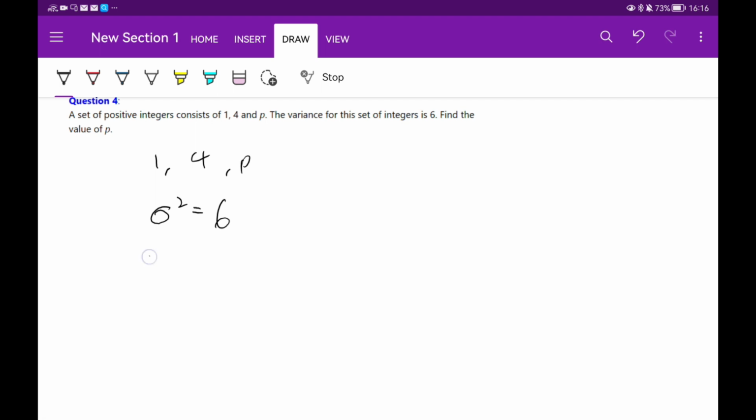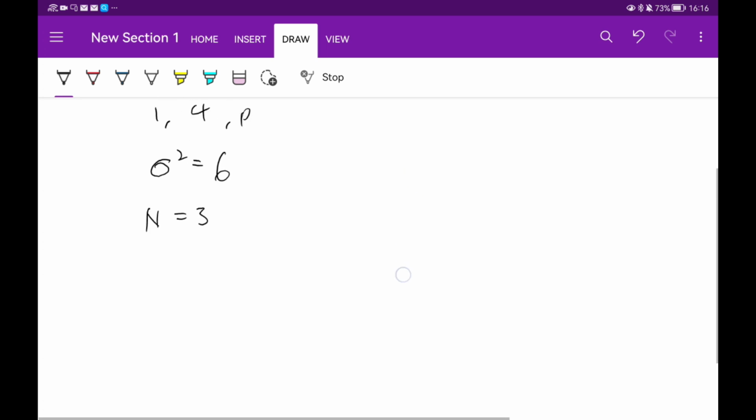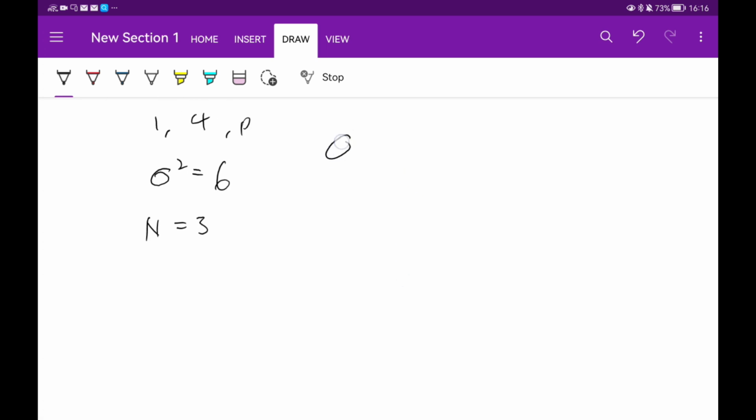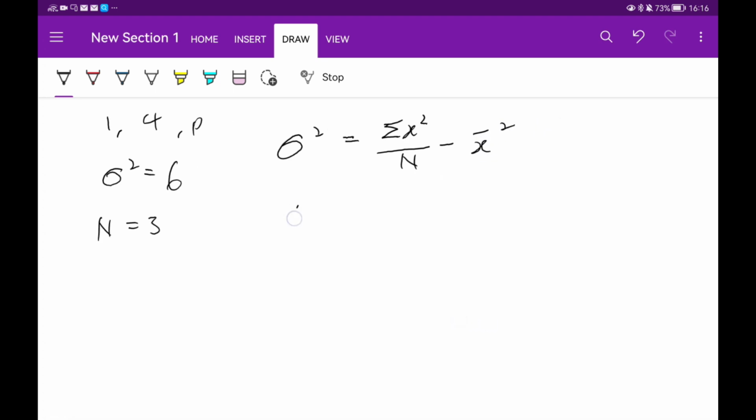Alright, so we know that the number is 3 because of 1, 4 and p, right? So we can use the variance formula. What is the variance formula? Variance is the sum of x squared divided by the number of values, minus the mean squared. So 6 equals 1 plus 4 plus p divided by n. Oh, don't forget the square. Minus mean squared.